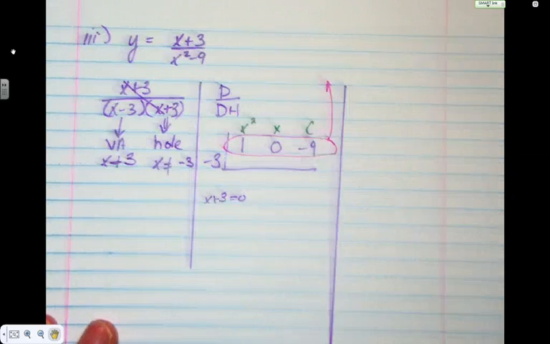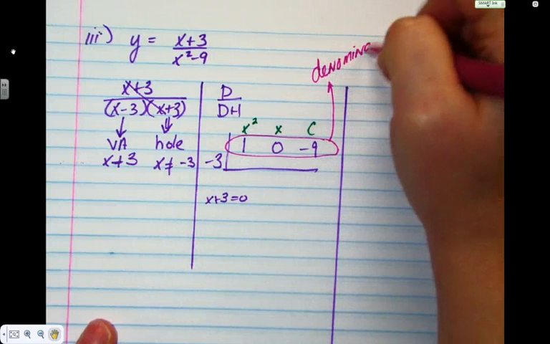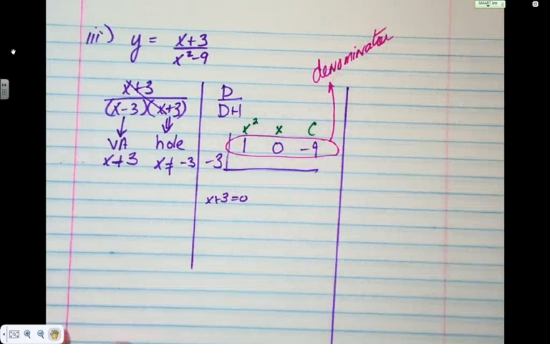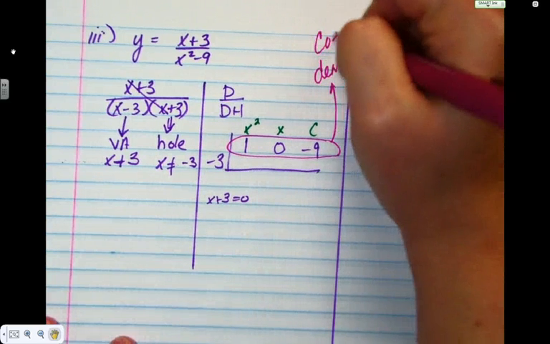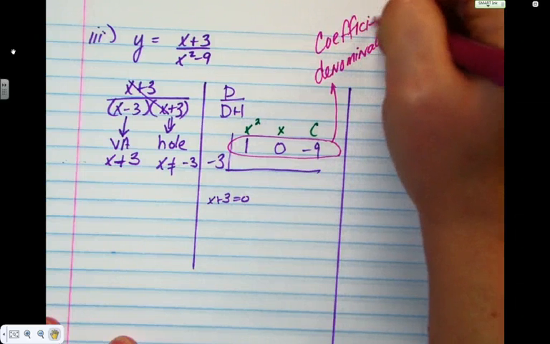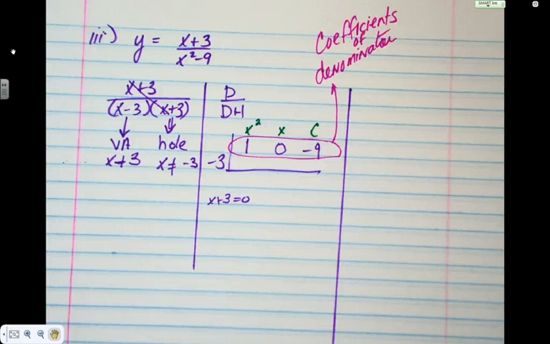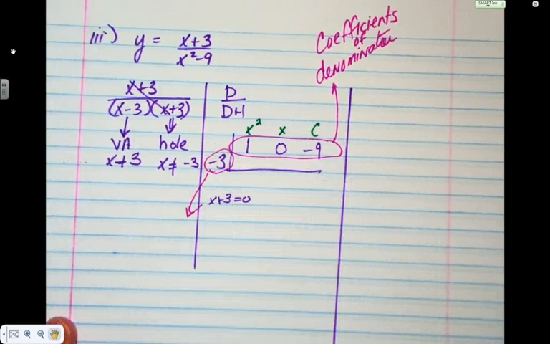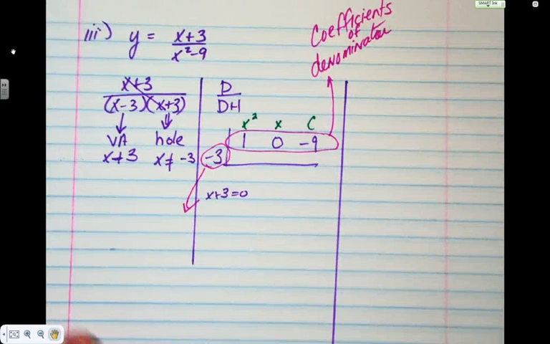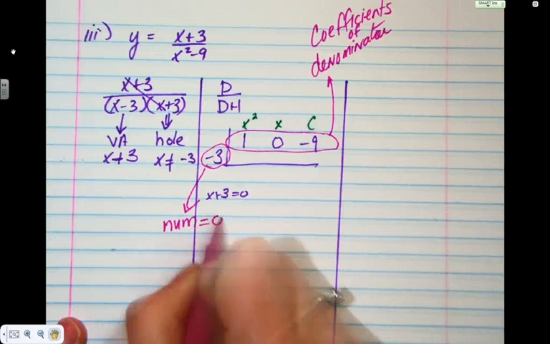Could we use some math words? Okay, so something with the denominator. Specifically, what are 1, 0, and -9? Coefficient slash constant. Where did the -3 come from? So the numerator equal to 0.